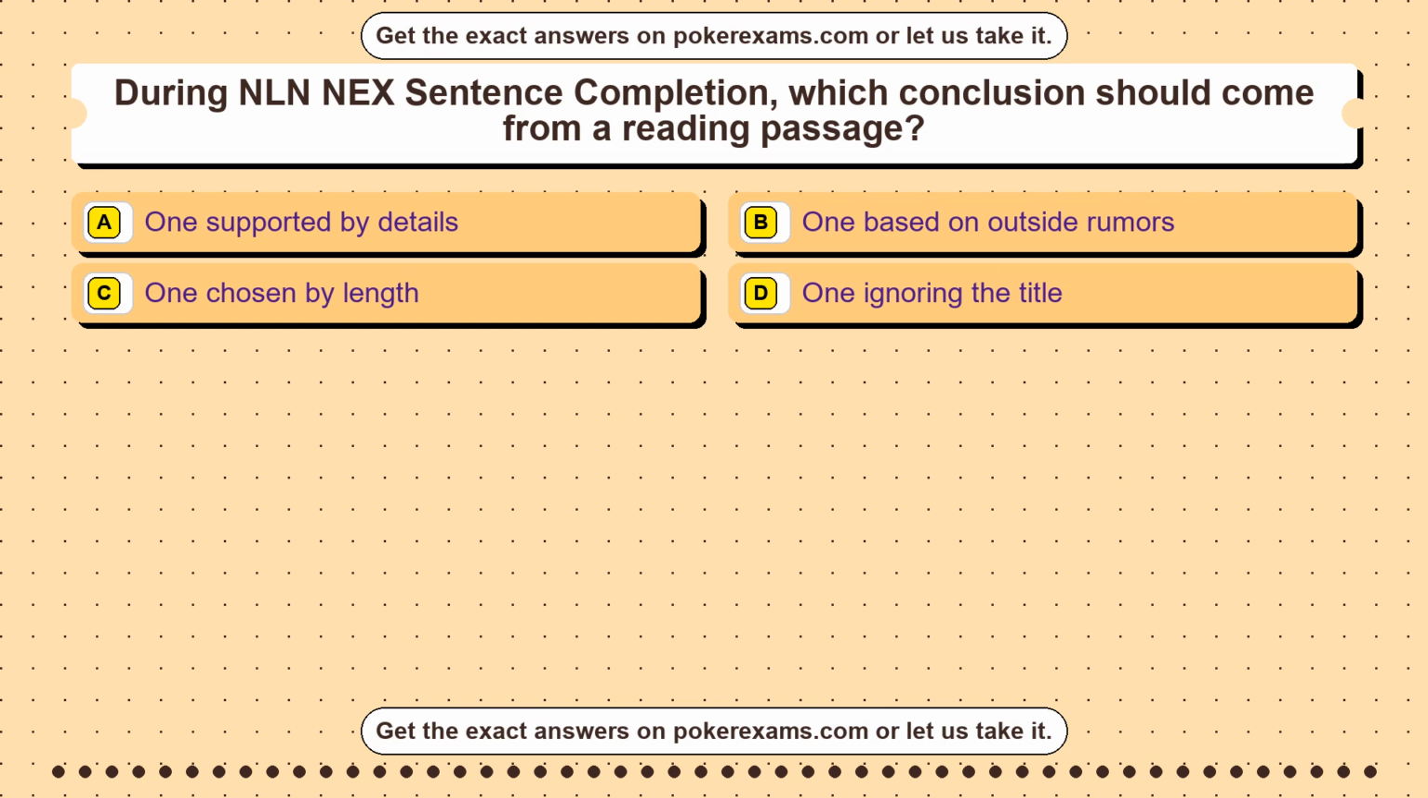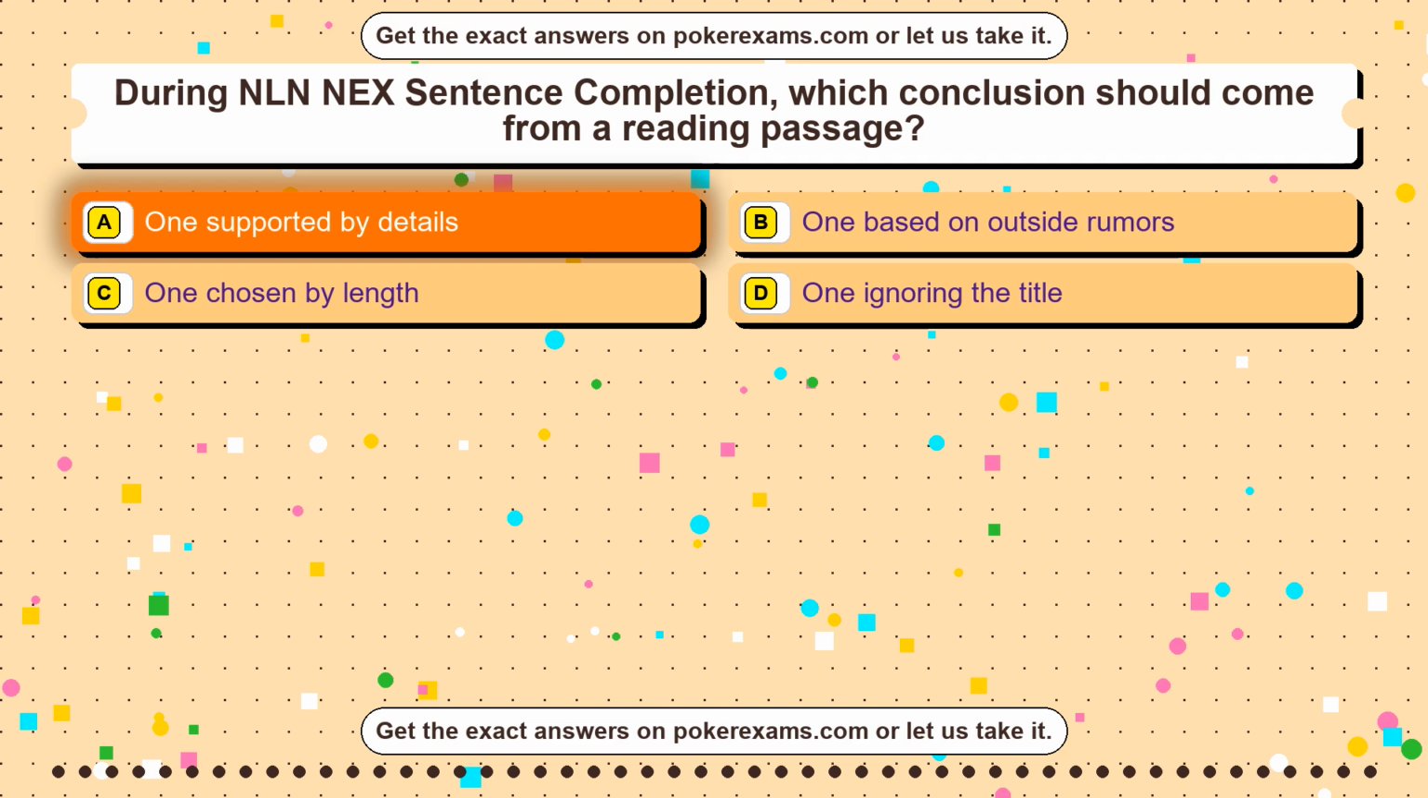Question 1. During GED Science Review, which slope is shown by rise 6 and run 3? Option A, 2. Option B, 3. Option C, 6. Option D, 9. The correct answer is option A.